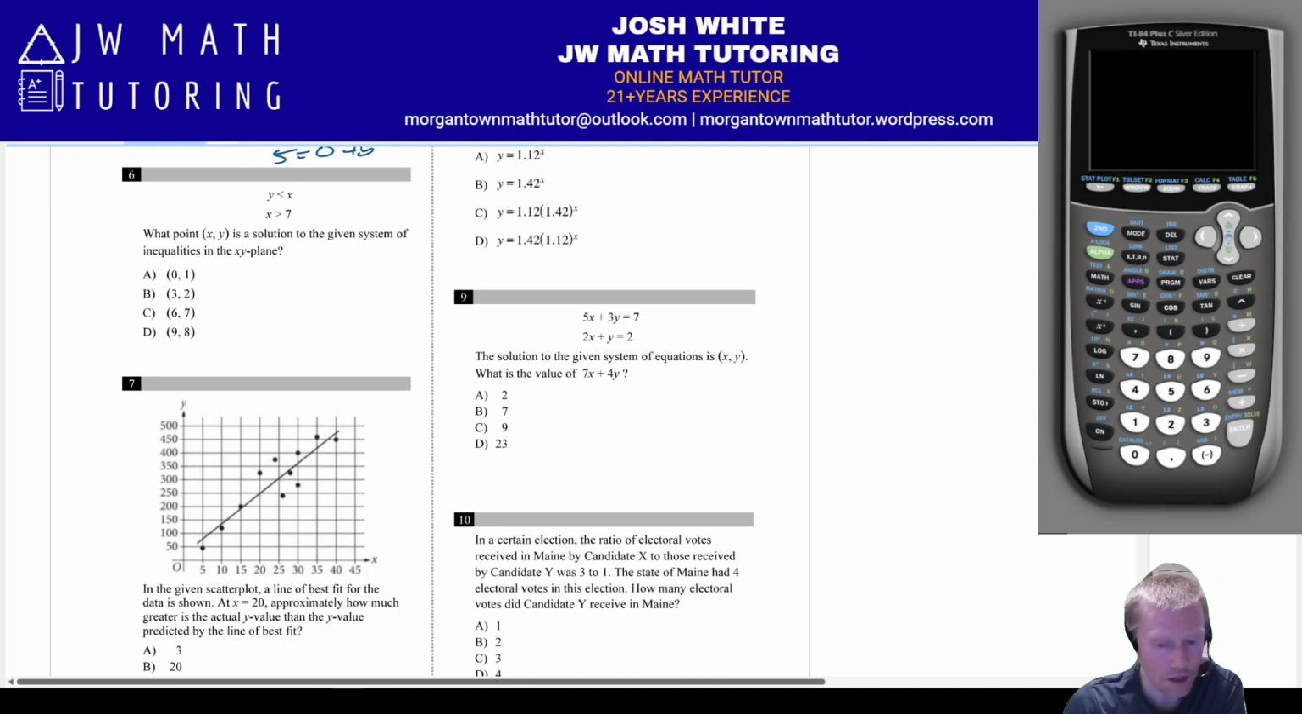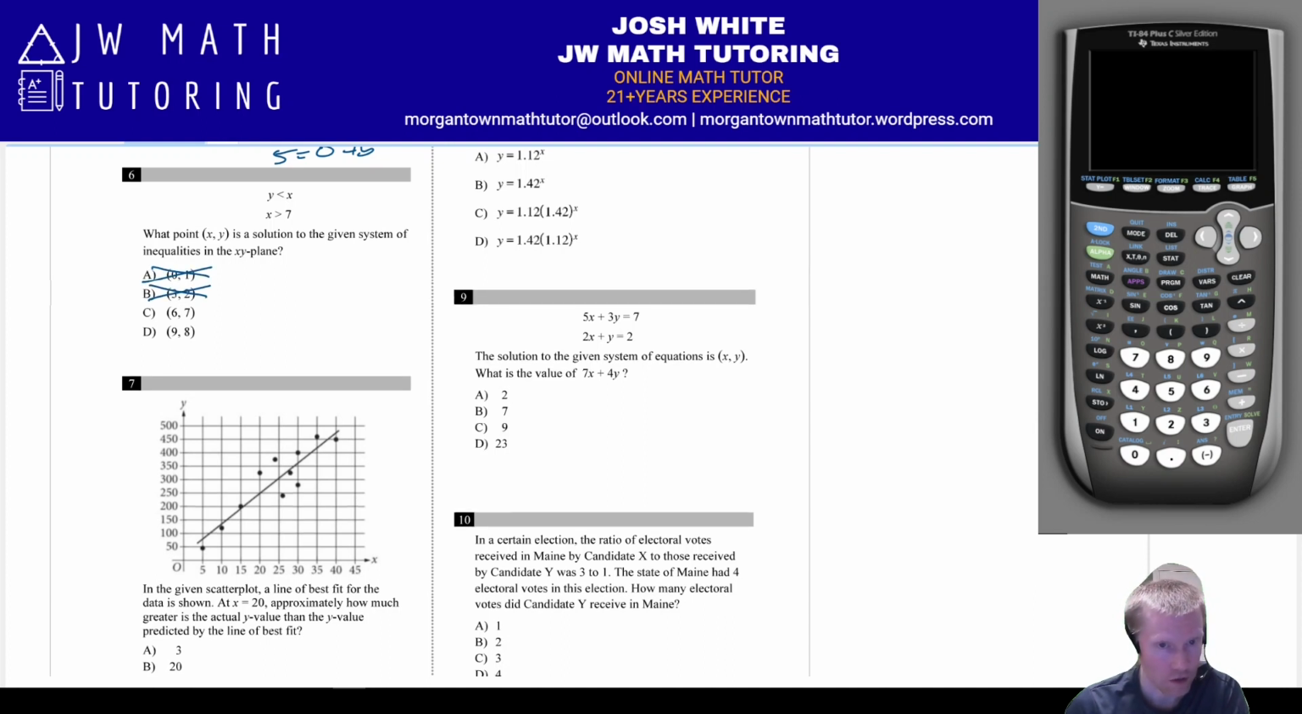All right, next up, for number 6 here, this one is easiest just to do by basically back solving, taking the answer choices, looking at the inequalities, and then plugging them in. So, for example, we need here the x value to be greater than 7. Okay, in A, is 0 greater than 7? No, eliminate it.